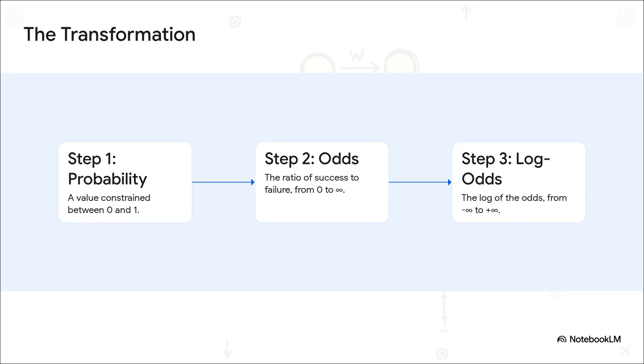And here's how it works. It's a three-step journey. We start with our probability, which, as we know, is trapped between 0 and 1. First, we convert that into odds, so the probability of success divided by the probability of failure. That stretches our scale out from 0 to infinity. Getting warmer, but we're still stuck at that 0 boundary. So for the final magic step, we take the natural logarithm of the odds, and boom, that blows the scale wide open all the way from negative infinity to positive infinity. Now, finally, we have a space where a straight line can run free.